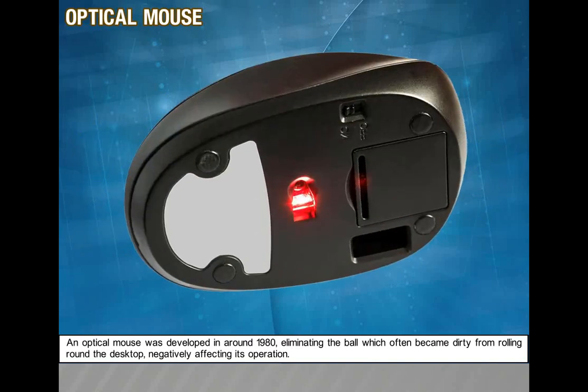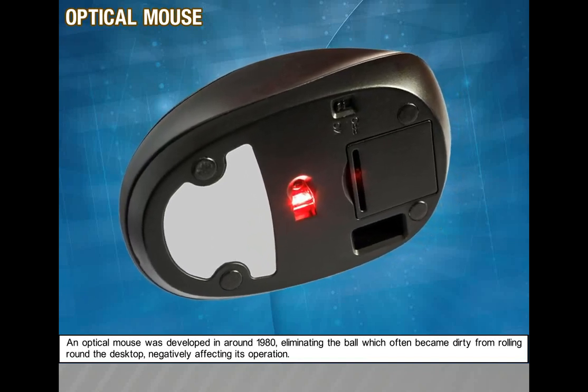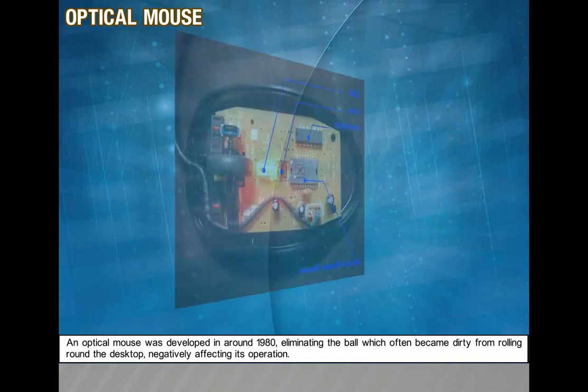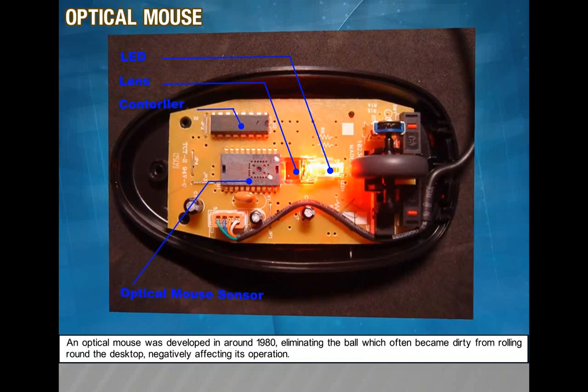An optical mouse was developed in around 1980, eliminating the ball, which often became dirty from rolling around the desktop, negatively affecting its operation.